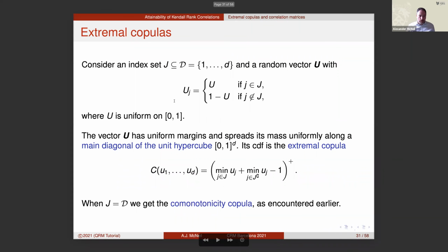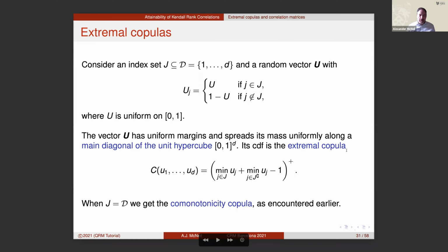Okay. Now, such a vector will have uniform marginal distributions because they're all either U or 1 minus U, and if U is uniform, 1 minus U is uniform. But the probability mass will be on a diagonal of the d-dimensional unit cube, or the unit hypercube.